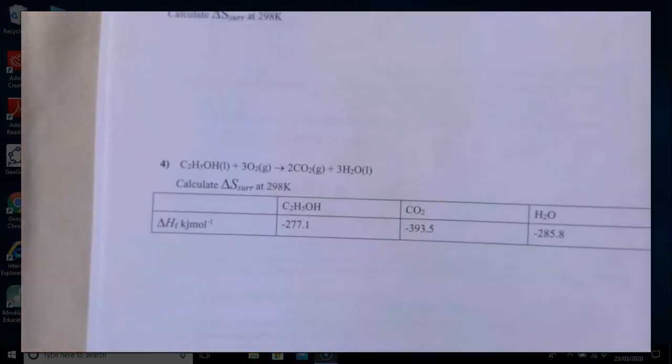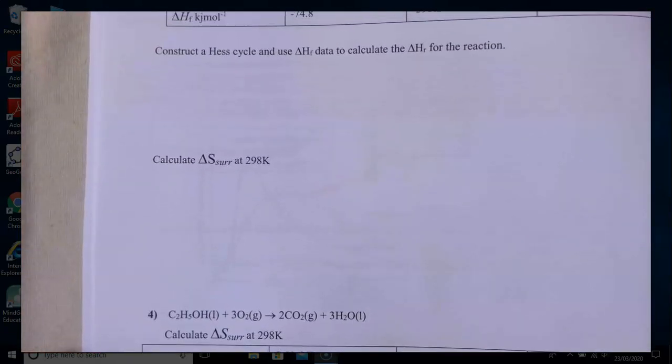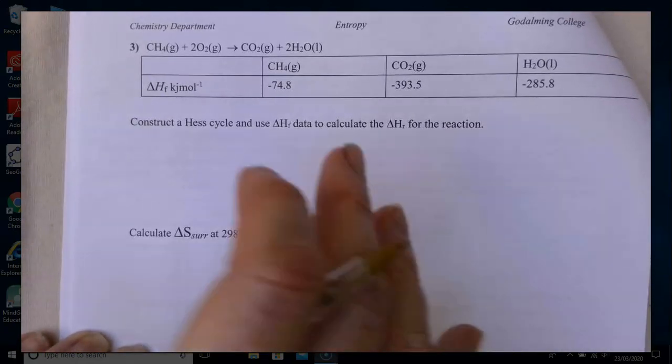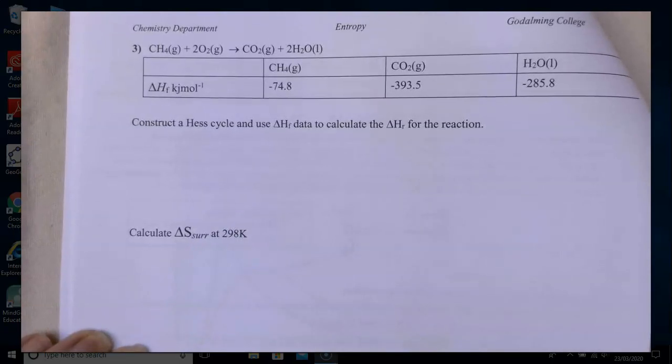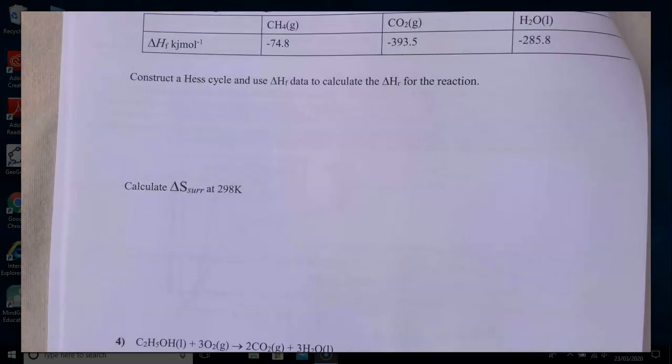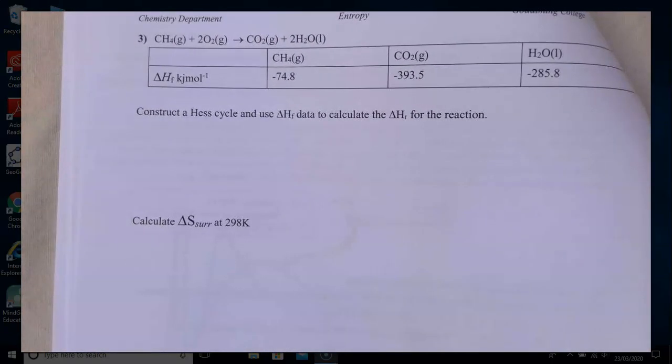Right, if we turn over to the next page, these ones are a little bit more complicated because we first of all have to use a Hess cycle to work out the change, and then we can use that to work out our delta S surroundings. So we're looking at this first one. You should recognise this as the enthalpy of combustion of methane. I'm going to construct a Hess cycle, use it to calculate the delta H reaction, and then I'm going to use that to calculate my delta S surroundings.